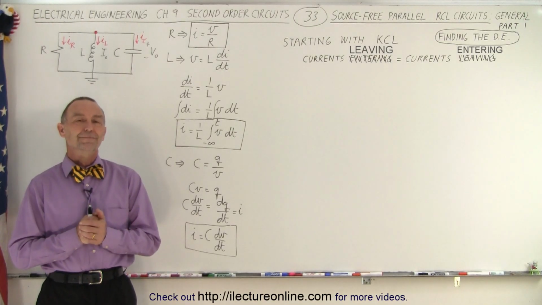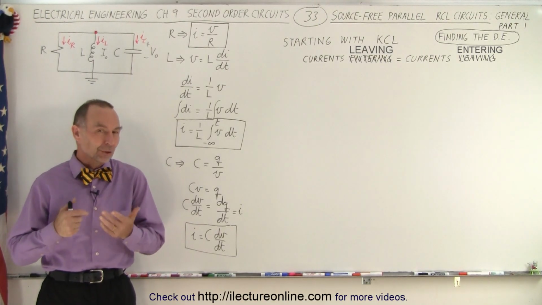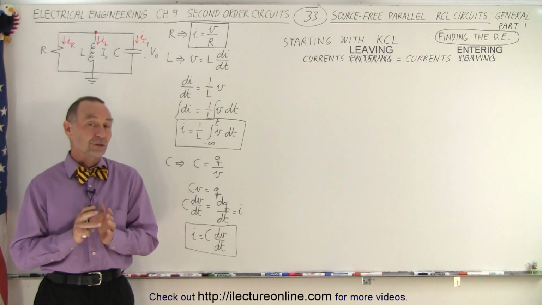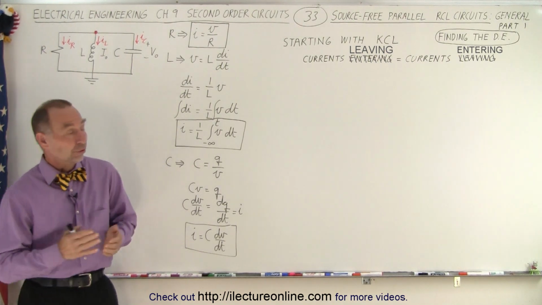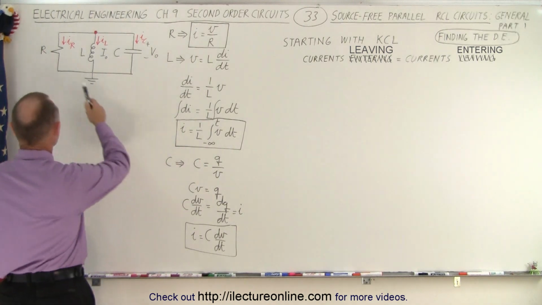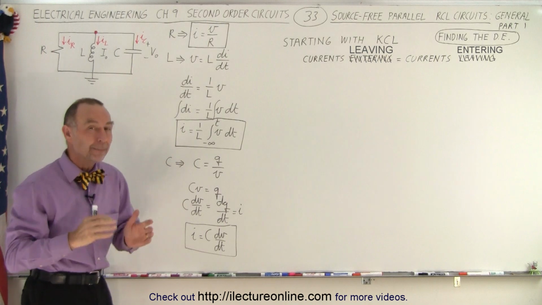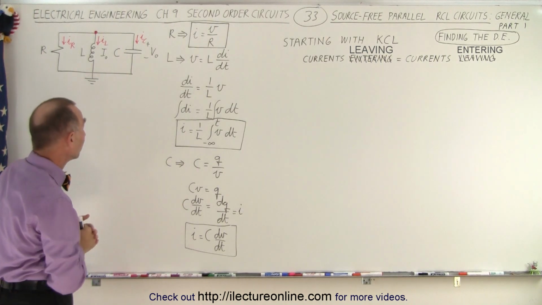Welcome to iLecture Online. The next topic we're going to look at is source-free RCL circuits in parallel. In other words, we have an example here. We have the resistor, the inductor, and the capacitor, each in their own independent path, parallel to one another.